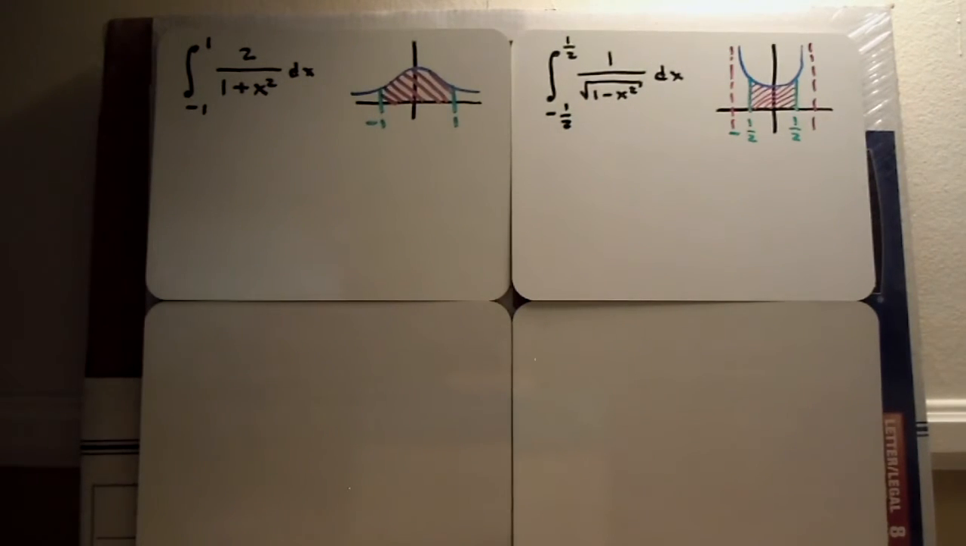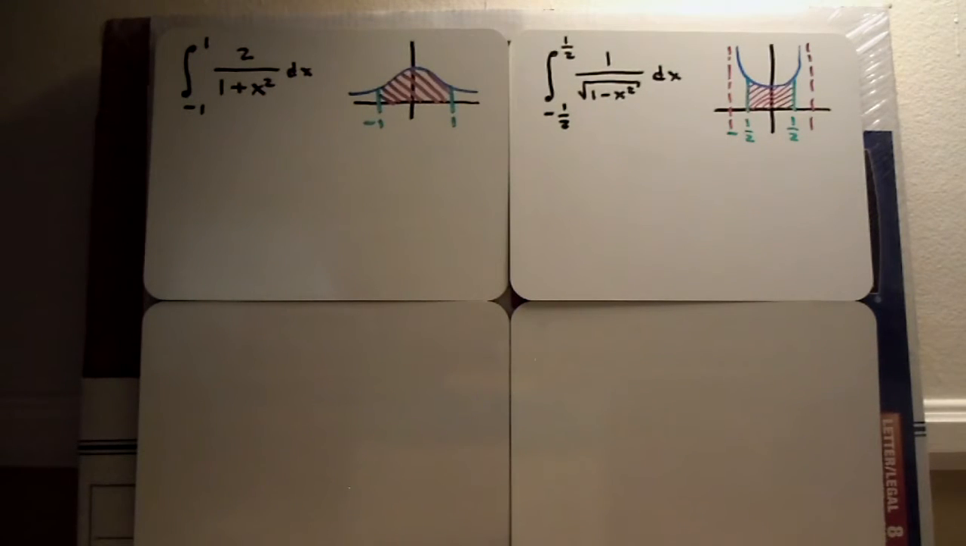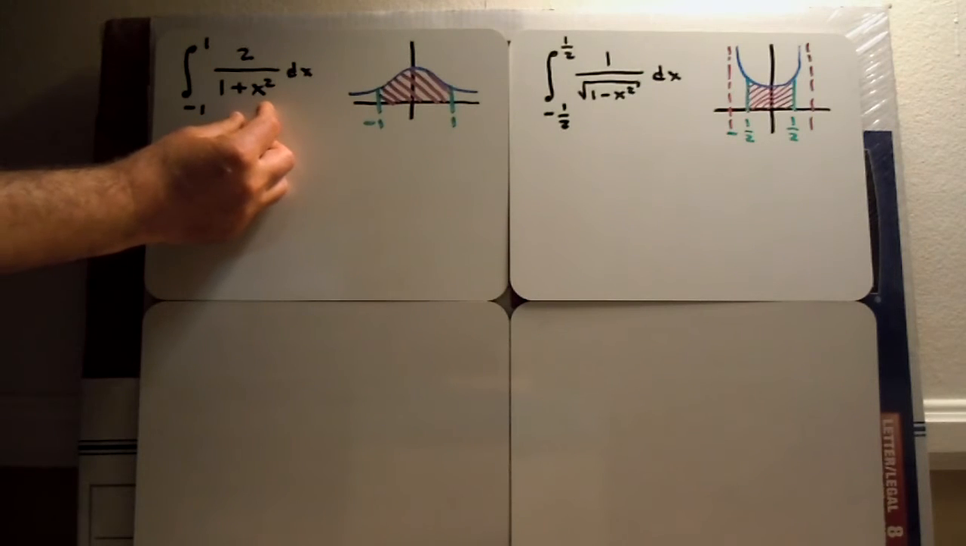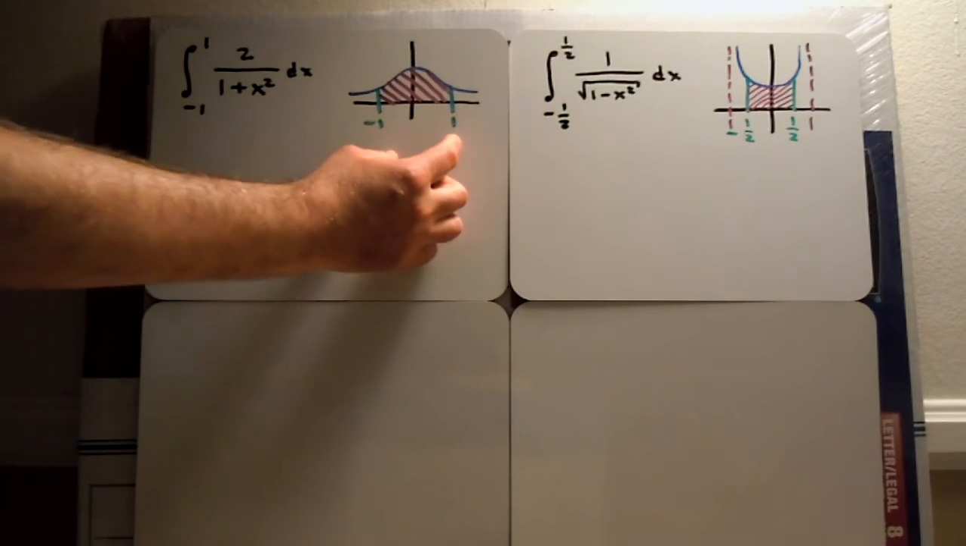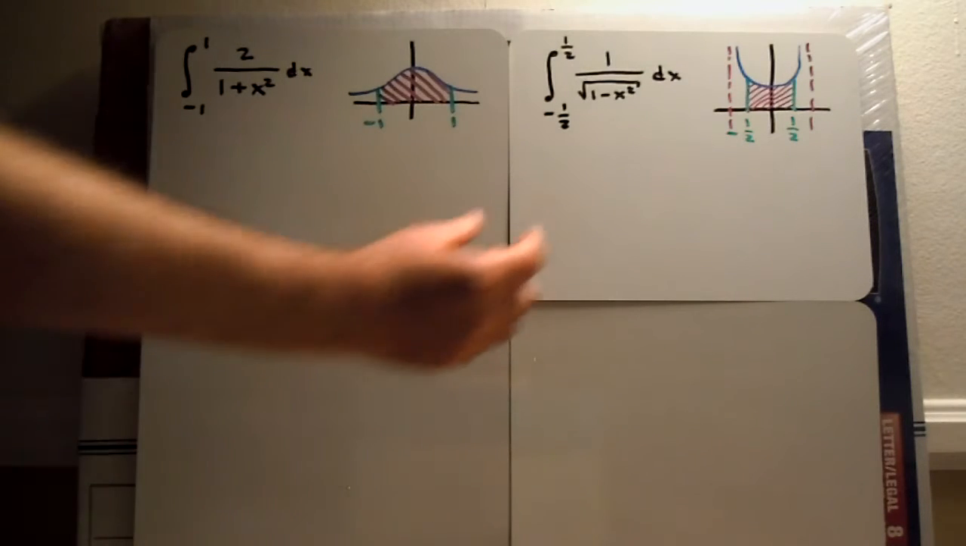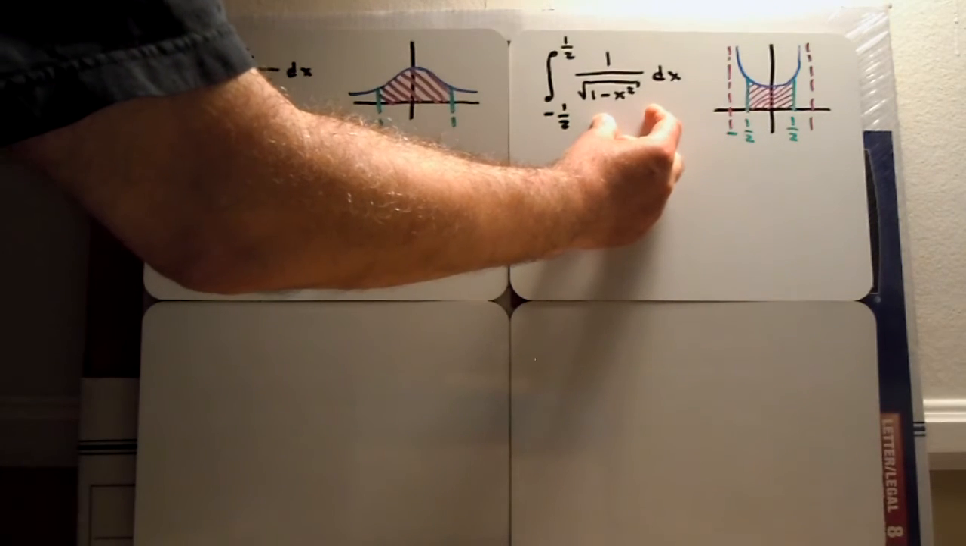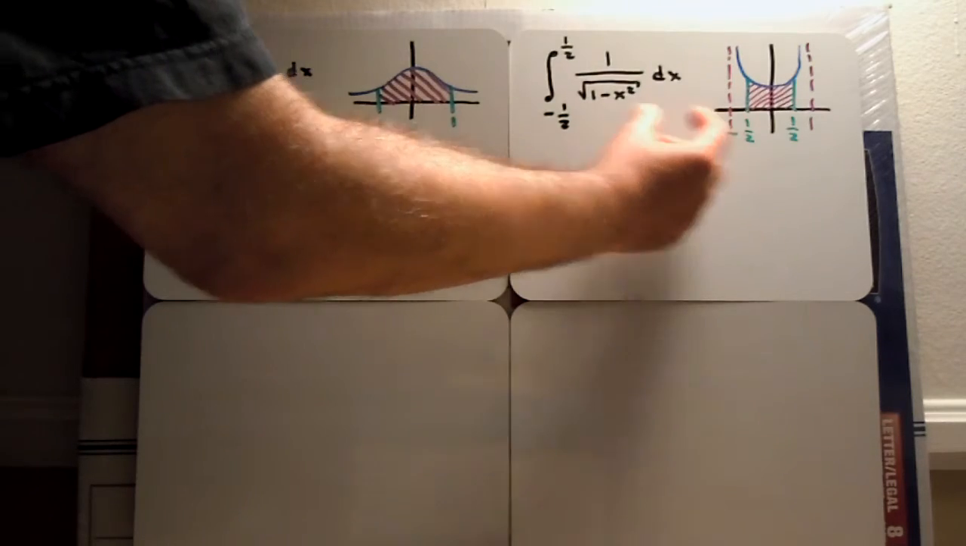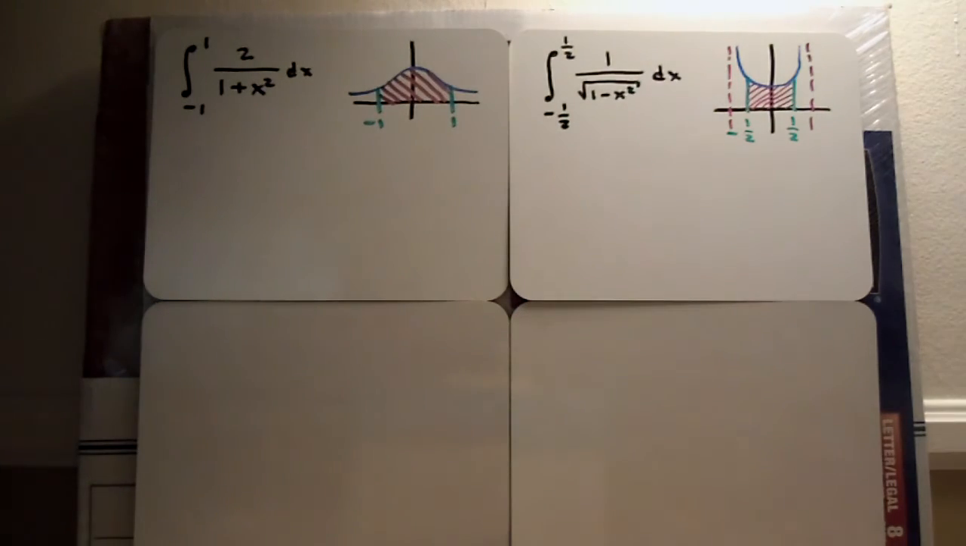Here is what I find to be two very interesting definite integrals. We have the area under the curve 2 over 1 plus x squared over the interval from 0 to 1. And the second example, we have the area under the curve 1 over 1 minus x squared over the interval from negative 1/2 to 1/2.